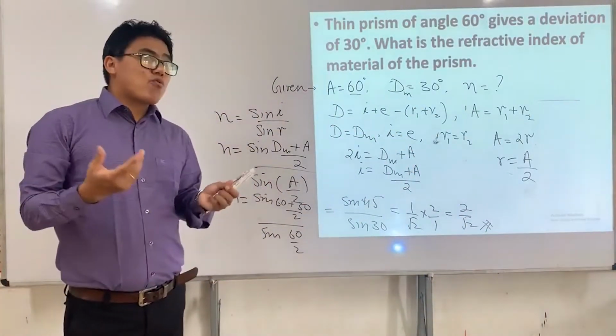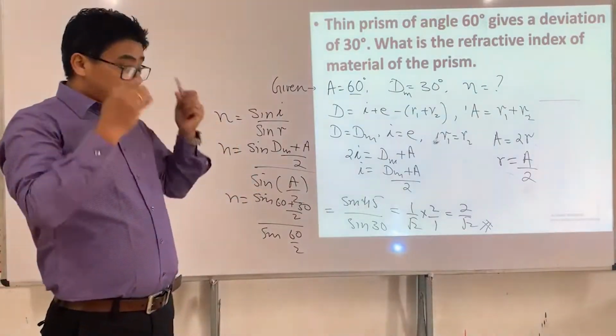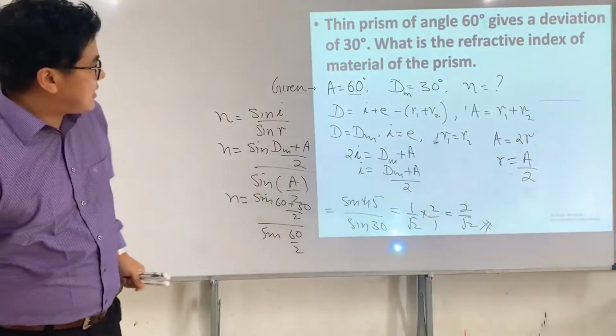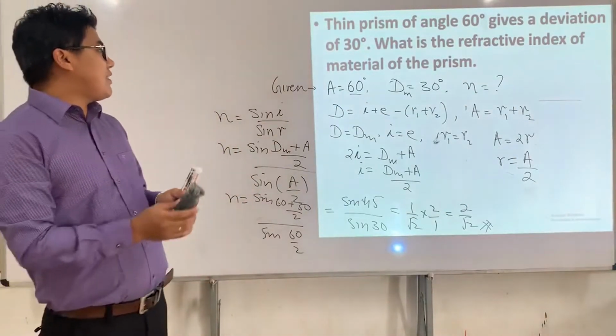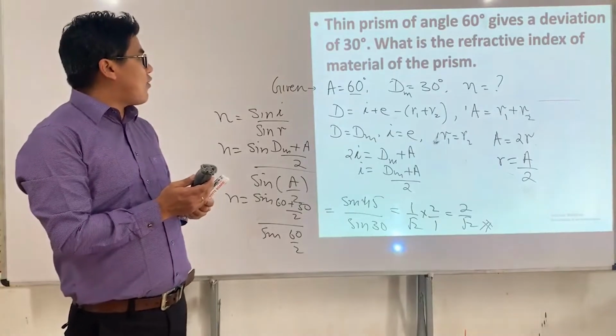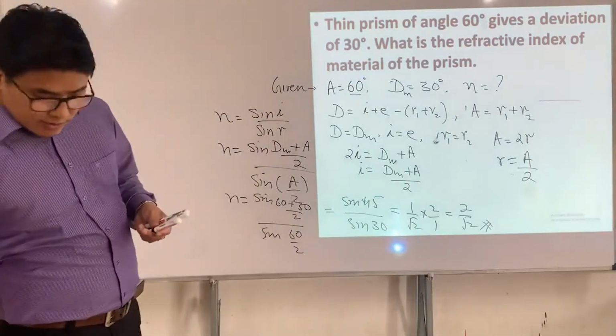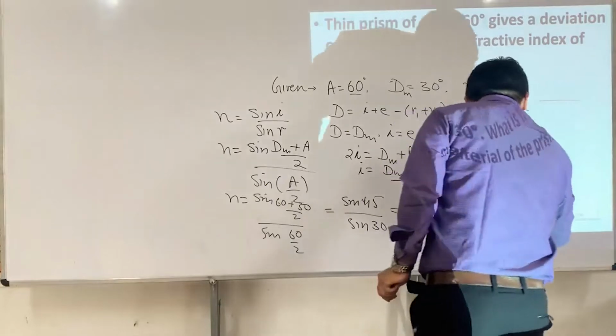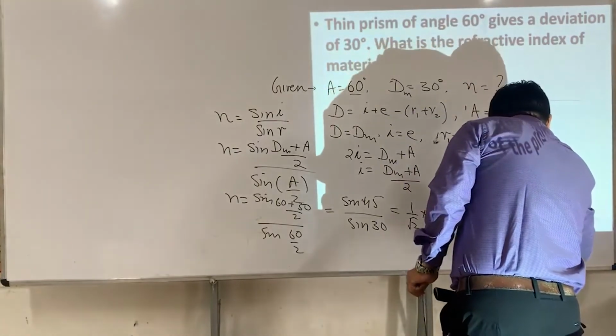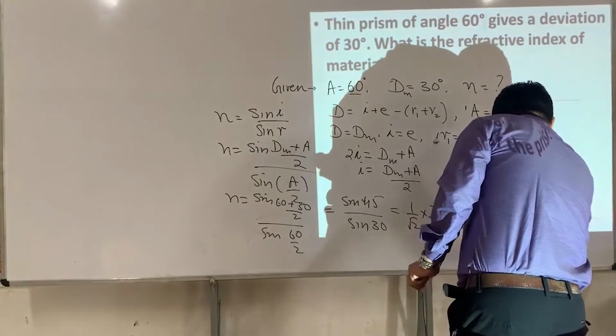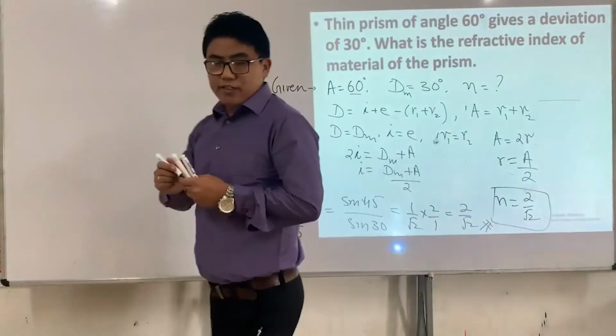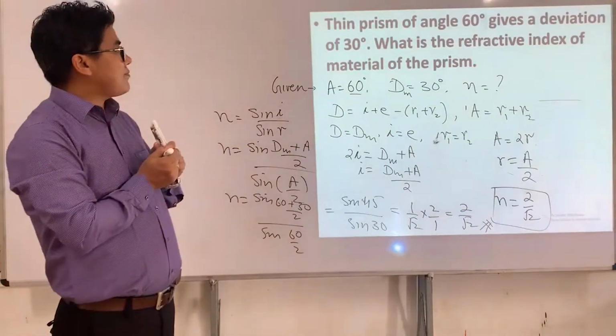This is the refractive index. It may come around 1 point something. So this is the refractive index of the material of the prism. Alright.